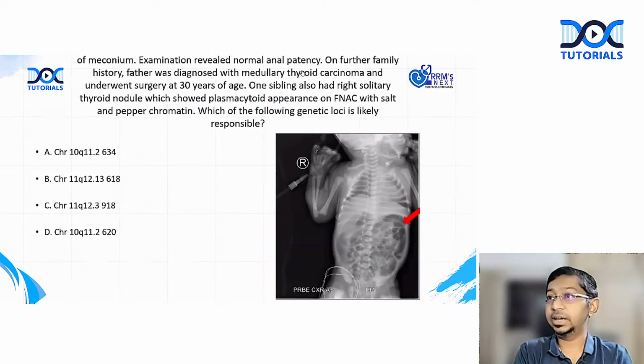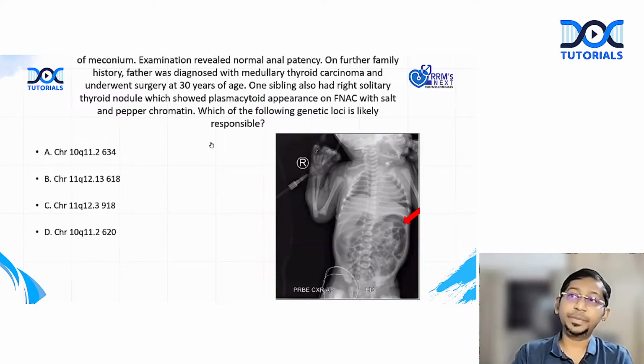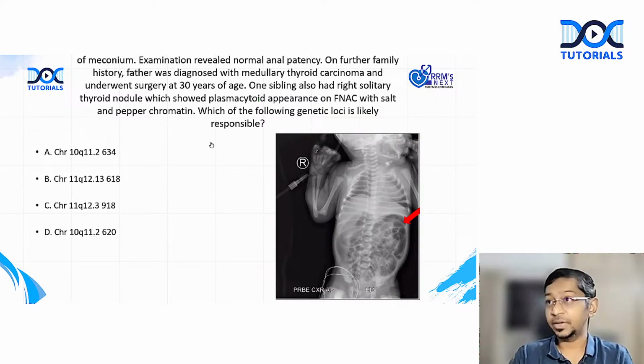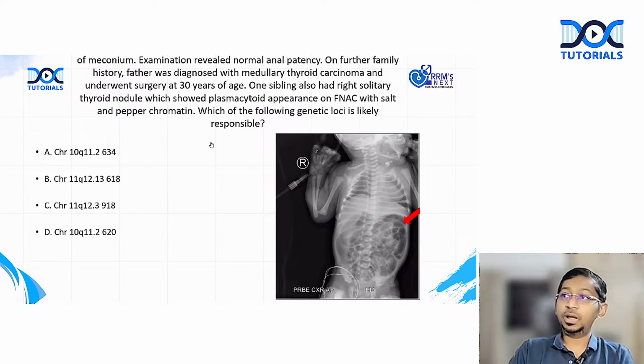So this is a clinical scenario again. A 72-hour-old neonate developed abdominal distension with no passage of meconium, and examination of this neonate revealed a normal renal patency. On further family history, the father was diagnosed with medullary thyroid carcinoma and underwent surgery at 30 years old. One sibling also had a right solitary thyroid nodule, which showed a plasmacytoid appearance and FNAC with salt and pepper chromatin. So, which of the following genetic loci is likely responsible?